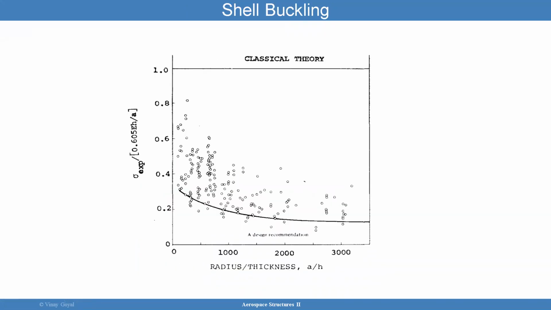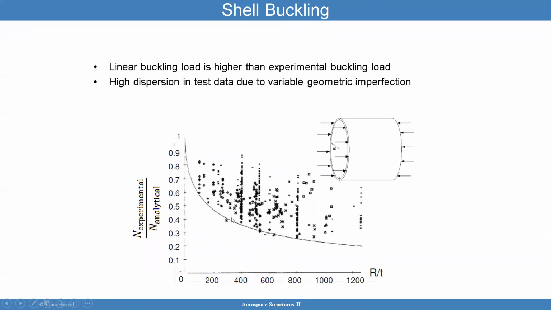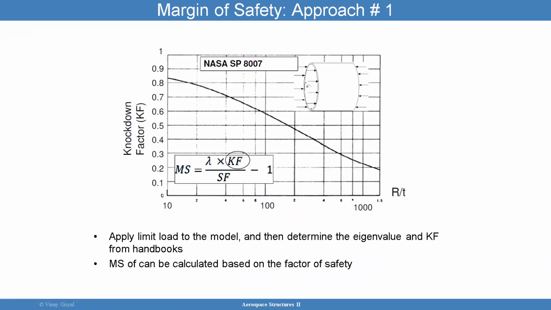Because you can see here that there's a lot of scatter. Even at 500, I could be even as good as 0.6. So 0.33 is the minimum design curve that was decided back in the day. So that is approach number one. You should take the knockdown factor. You're going to have the eigenvalue.